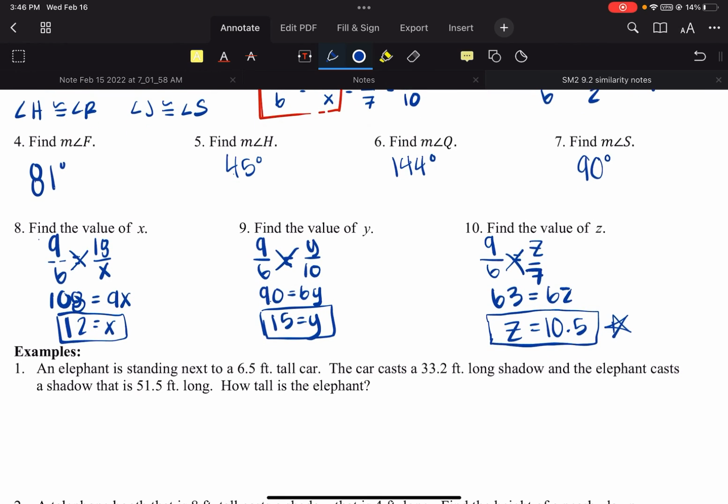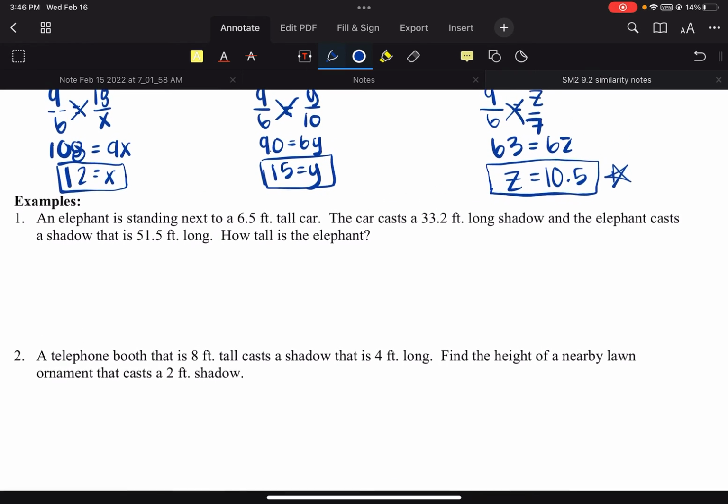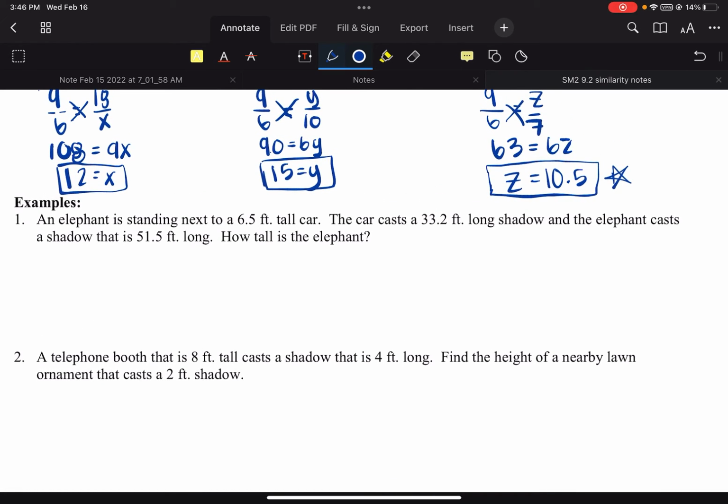Now let's get into some real-world examples of this. So sometimes you would do all this math and we're like, what is the point of it? Or how does this even show up in the real world? Here's a couple examples of places where similar figures and proportionality come into play. So let's say we've got an elephant that's standing next to a 6-foot tall car. So let's go ahead and draw the 6.5-foot car.